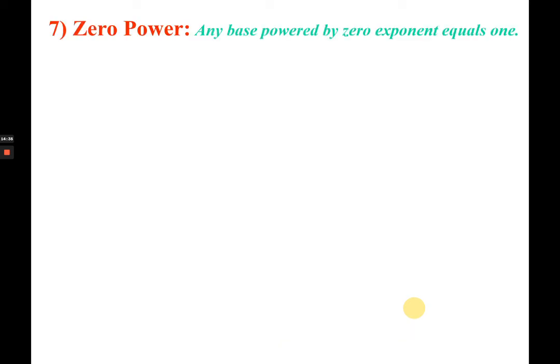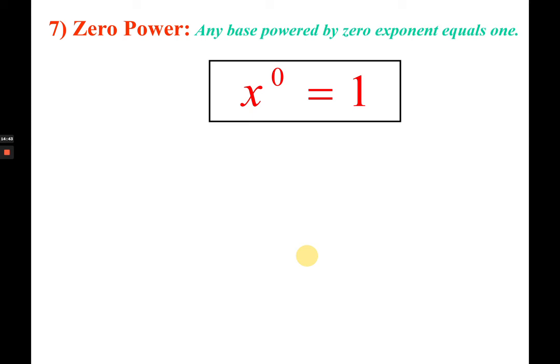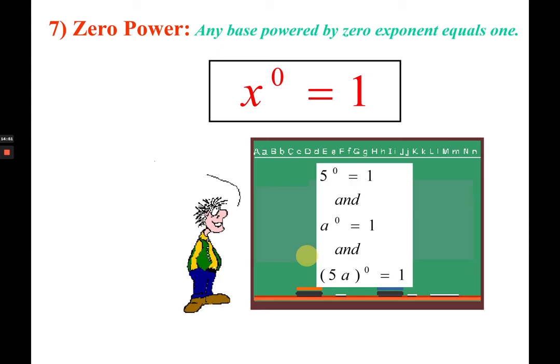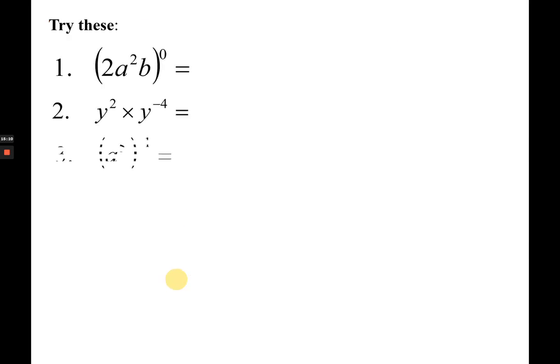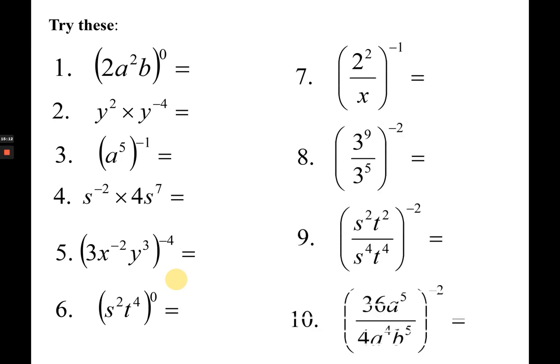You have your last: any base powered by 0, the exponent equals 1. Any expression with an exponent of 0 is equal to 1. So whatever expression raised to 0, the answer is 1. That's how simple it is. Every power has a coefficient of 1 if the exponent is 0. Let's try your exercises. There are 10.